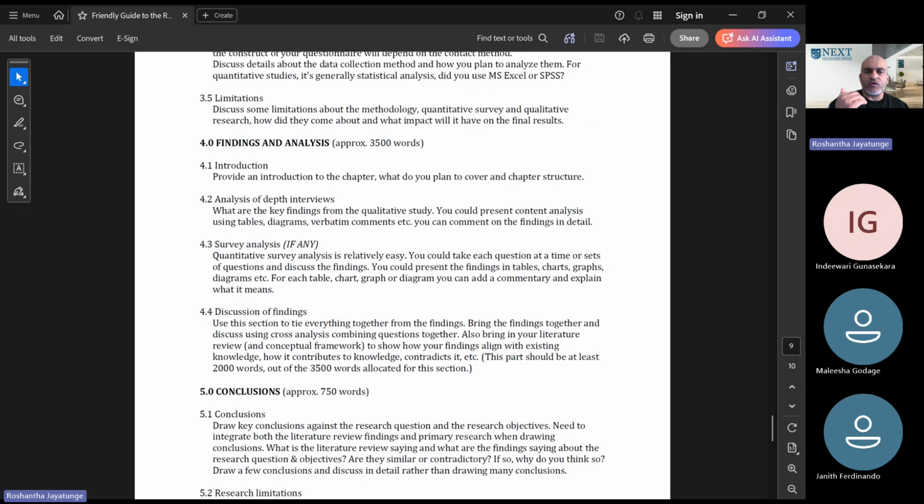So if you put aside 2,000 words there, you're left with about 1,500 words for the other 3 parts. You leave aside about 100 words for your introduction. Okay, then you have 1,400 words, which is 700 each for 4.2 and 4.3.